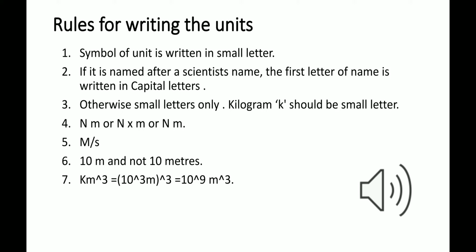Like if I take kilometer cube. So kilometer will have 10 to the power 3 meters and kilometer cube will be 10 to the power 3 meters whole cube. So it becomes 10 to the power 9 meter cube. So it does not mean 10 to the power 3 meter cube. It means 10 to the power 9 meter cube. I hope you understand. Okay, so we go with some of the numericals in further slides.